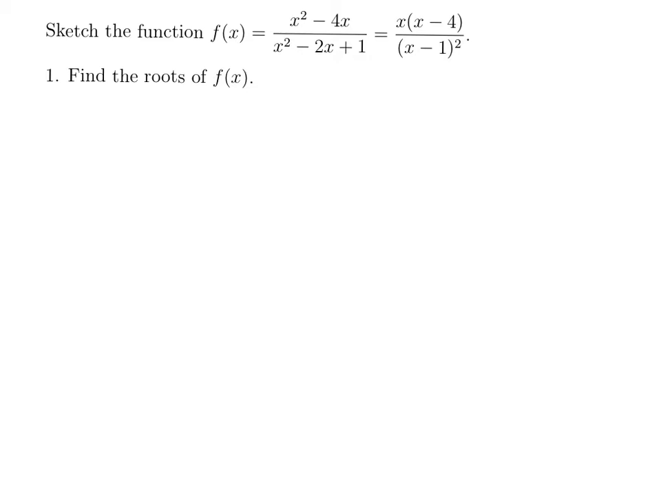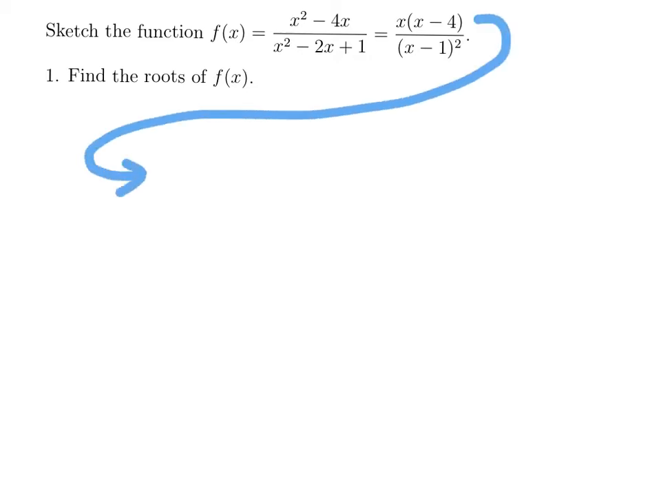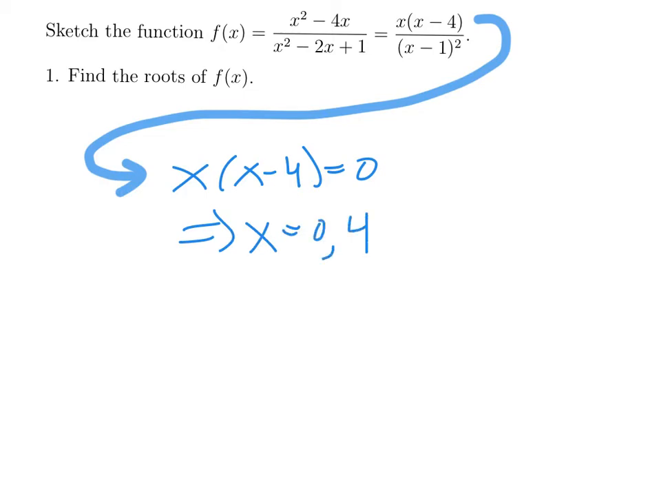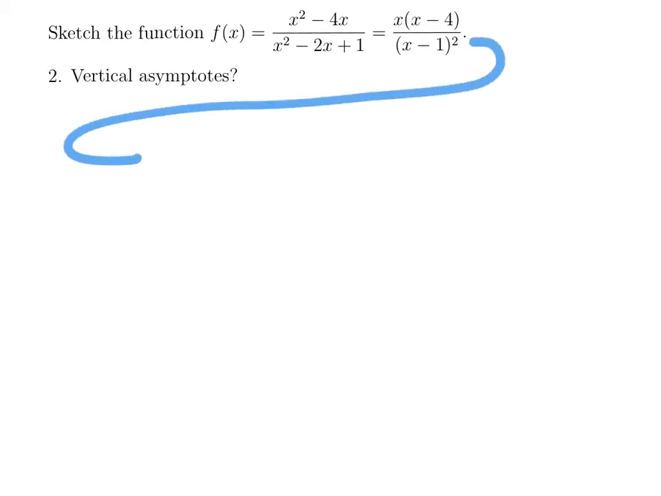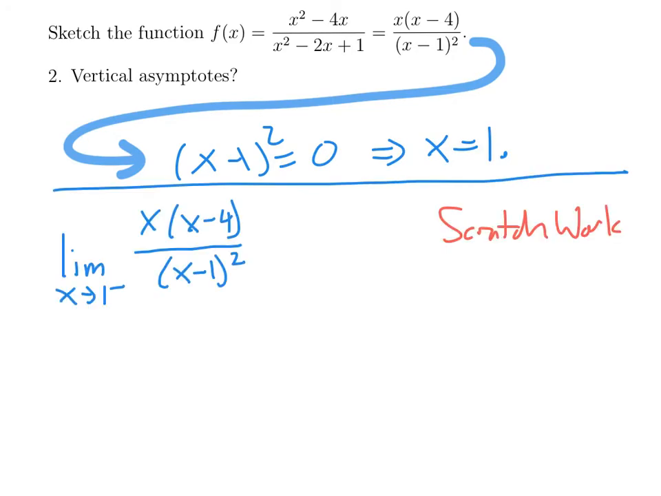To find the roots of the function, we have to set the numerator equal to 0. And that just gives us x equals 0 and x equals 4. Vertical asymptotes often occur where the denominator is equal to 0. In this case, at x equals 1.